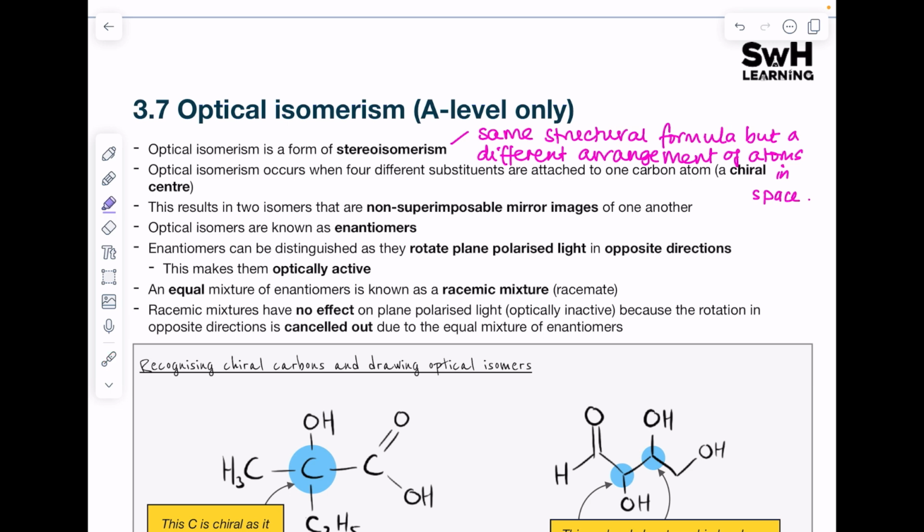For optical isomerism to occur, you need 4 different substituents attached to one carbon atom. And remember, we call this central carbon atom a chiral center, or a chiral carbon. The result of this is that you have 2 isomers that are non-superimposable mirror images of one another. And these optical isomers are actually known as enantiomers.